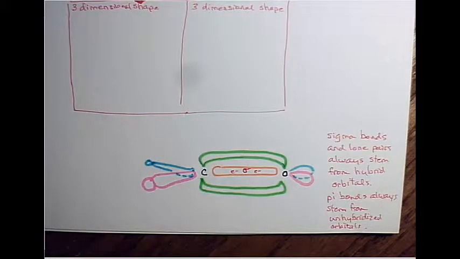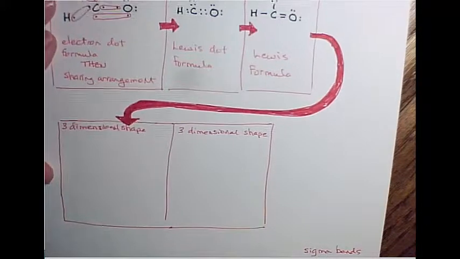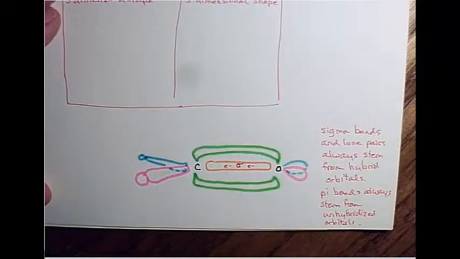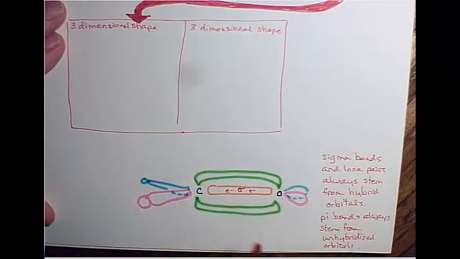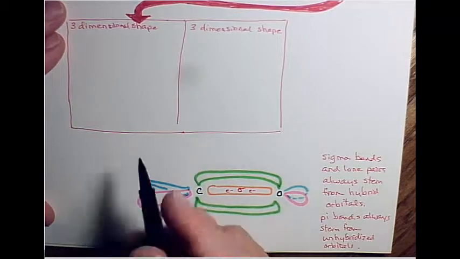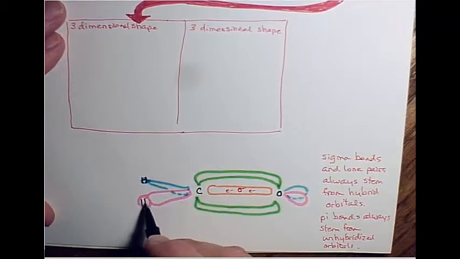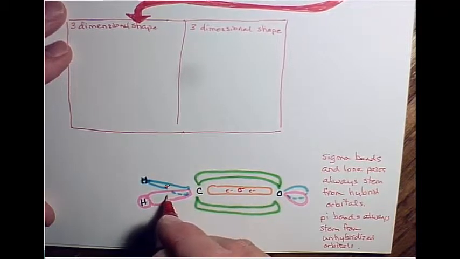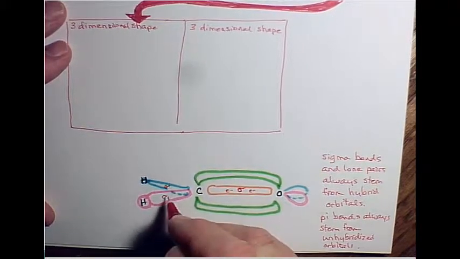And there's your two bonds to the two hydrogens up here. Both of these are sigma bonds. And there are two electrons in those sigma bonds.